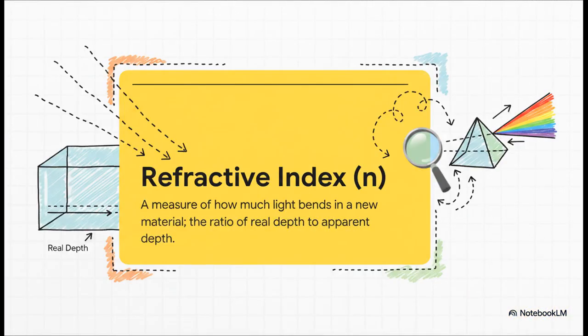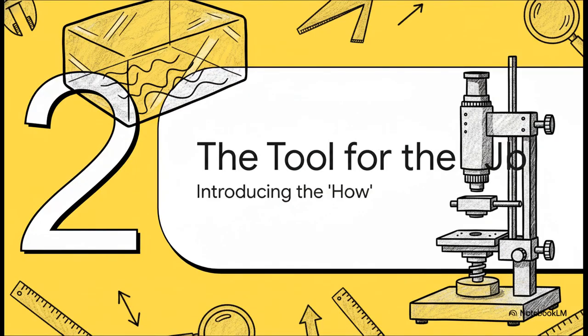And that brings us to the star of our show, the refractive index. We usually just call it N. All it is really is a number that tells you how much a material can bend light. And conceptually, it's super simple. It's just a ratio. You take the real depth of something and divide it by the fake, shallower depth that you see.